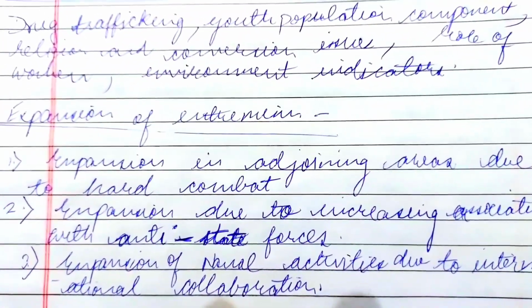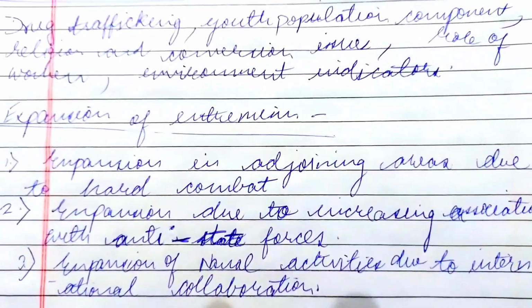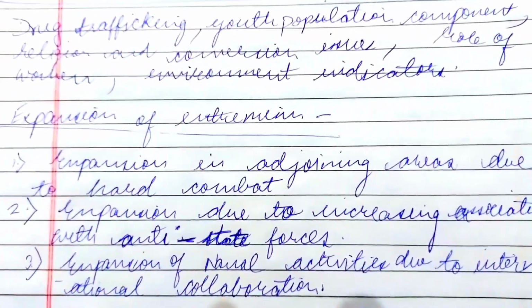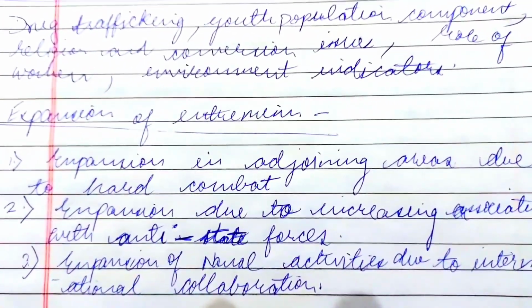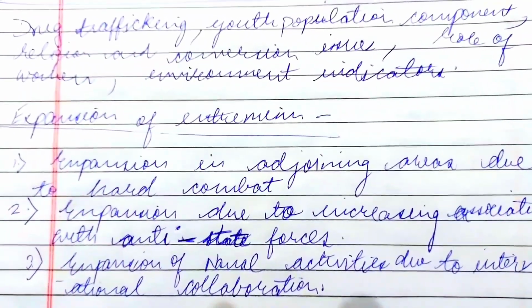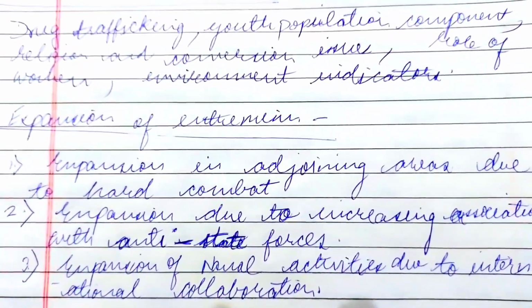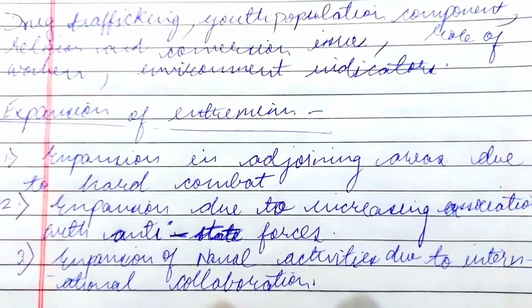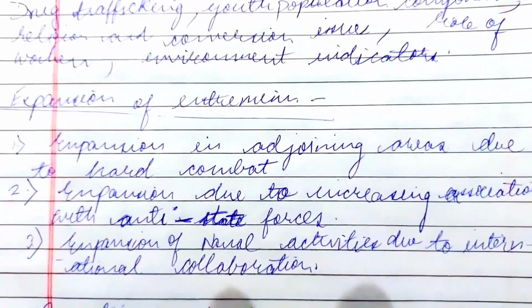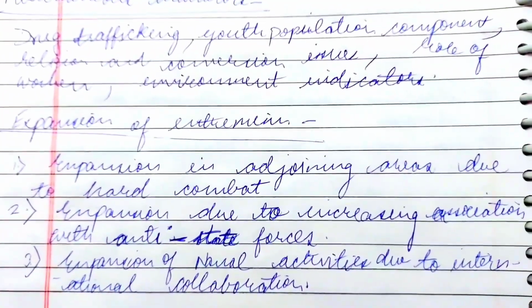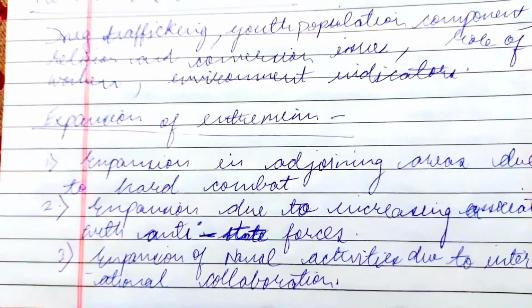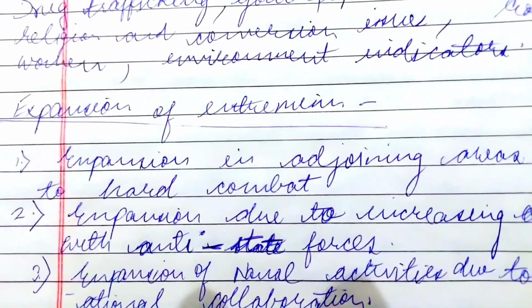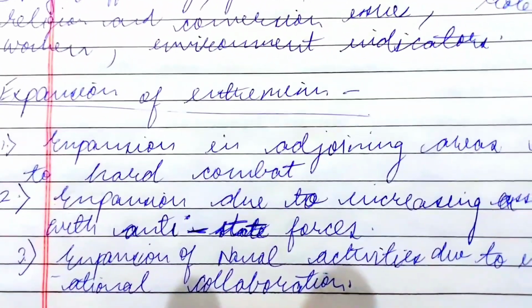The economic role of women in the societies and the houses is less, and they are mainly involved in low income activities or non income activities. Then environmental indicators also may be present. Then expansion of extremism. Expansion of extremism is a very important topic. How does expansion of extremism take place? In this case, there are a few points.